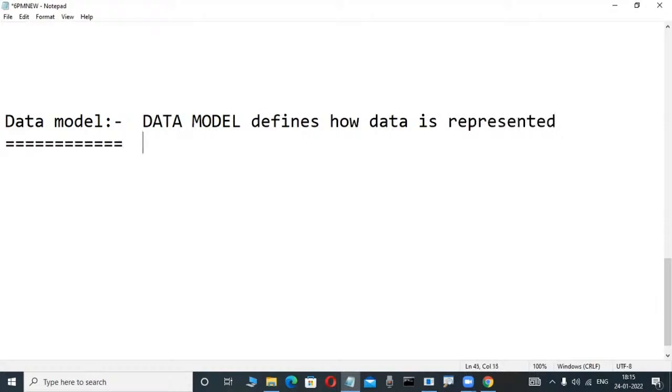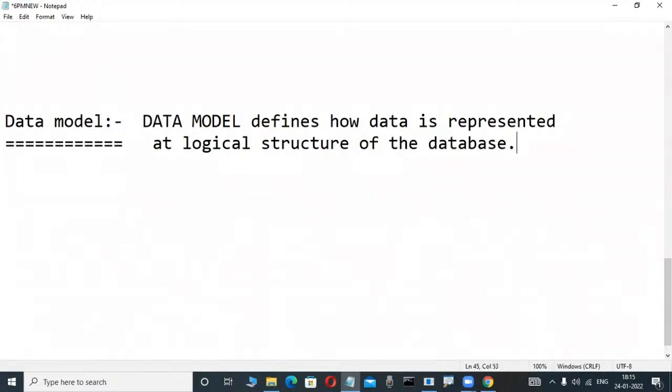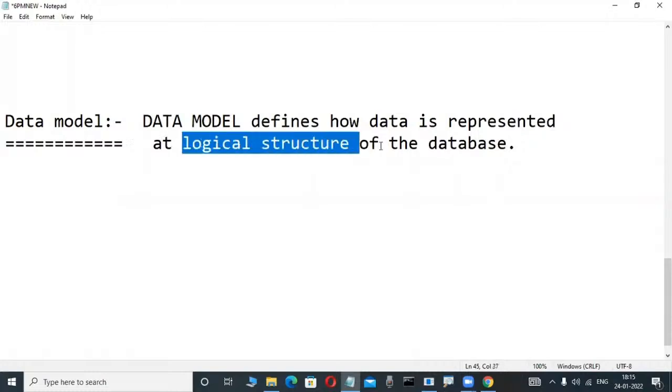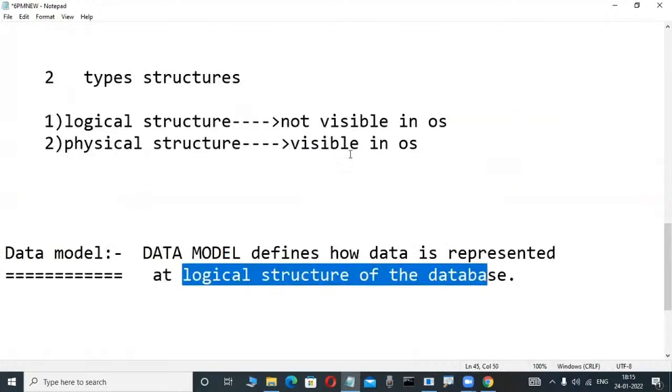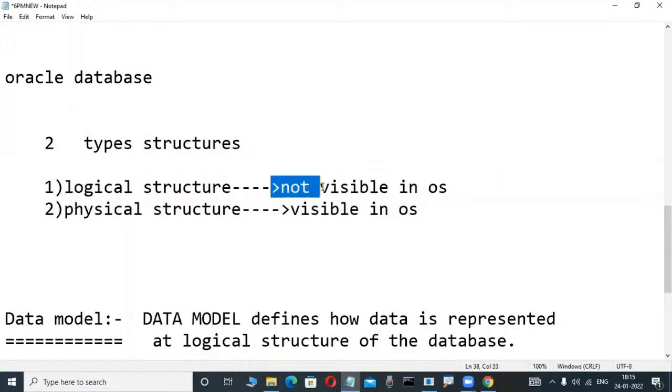at the logical structure of the database. At the logical structure of the database. How easy is the definition? Observe it here. Logical structure of the database. And now check it out. What is a logical structure? In the previous classes I told you, a structure which is not visible in the operating system is called a logical structure. Or maybe you are creating a table, that is not visible in the operating system, but that structure is visible in the database or not.